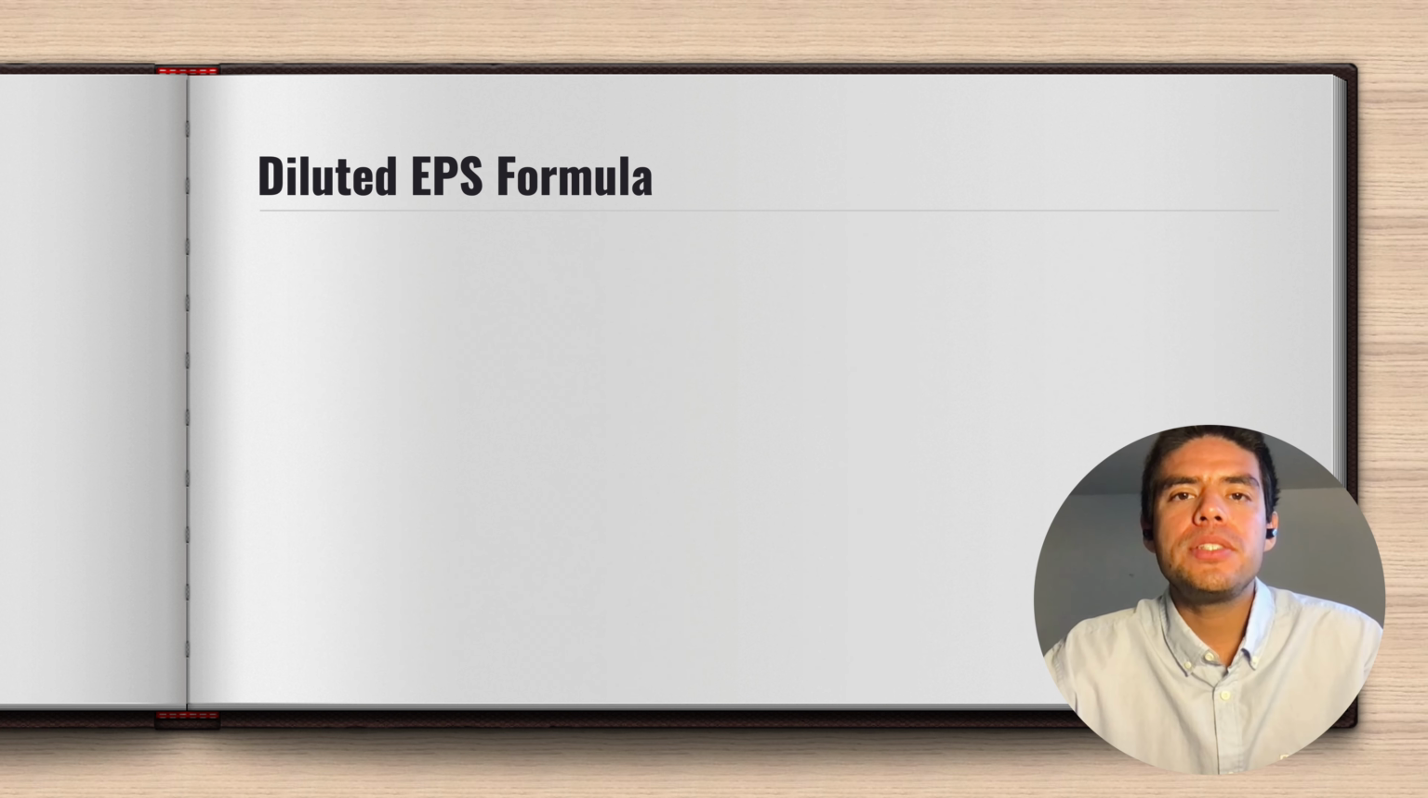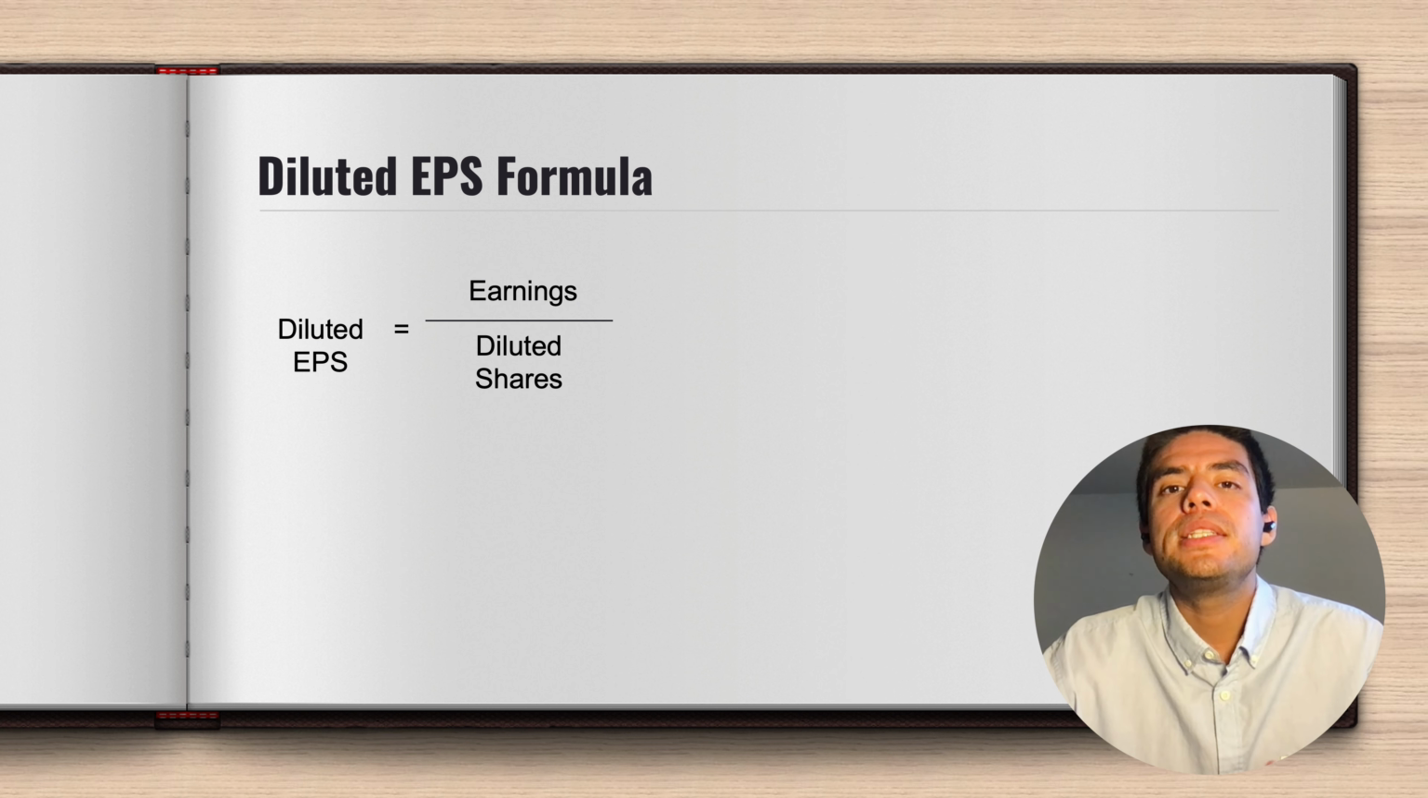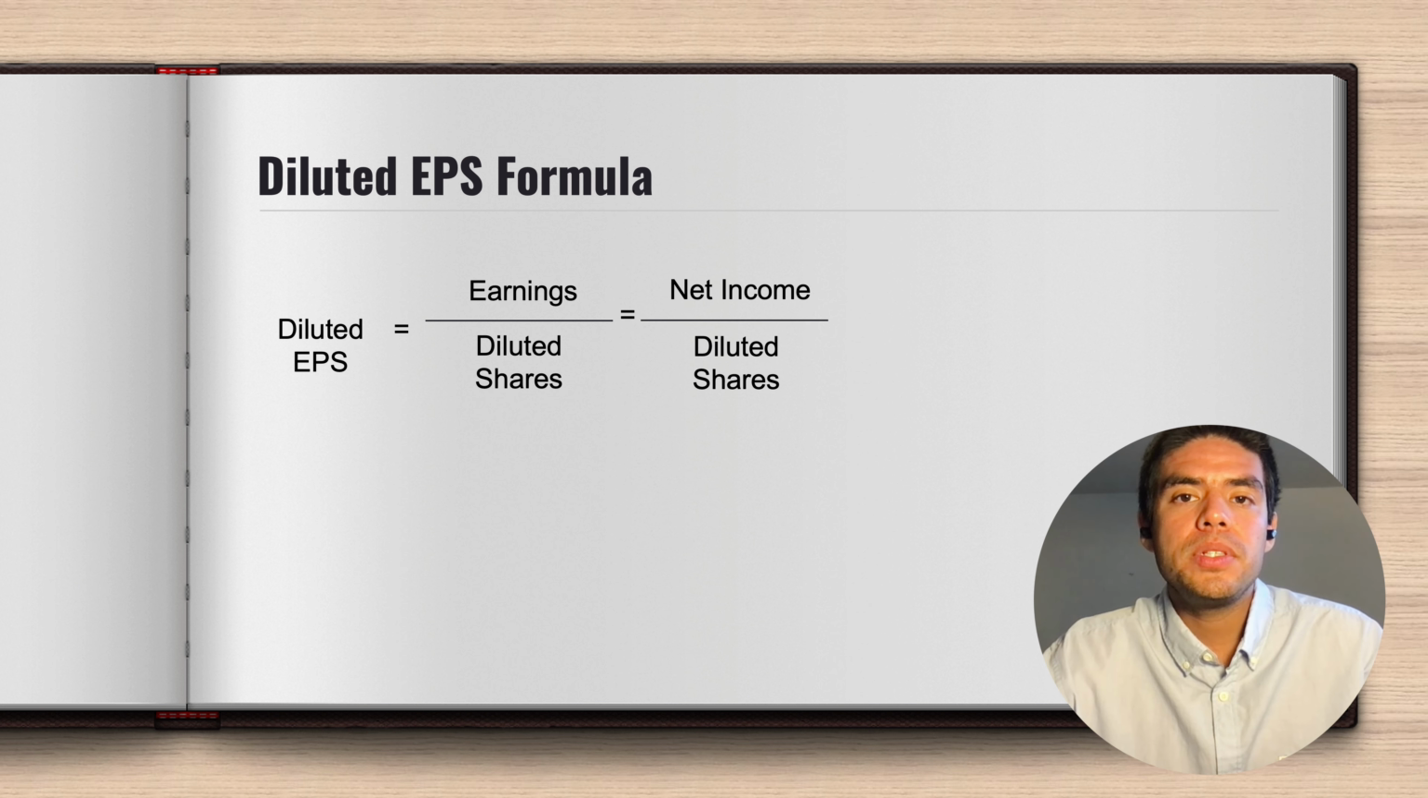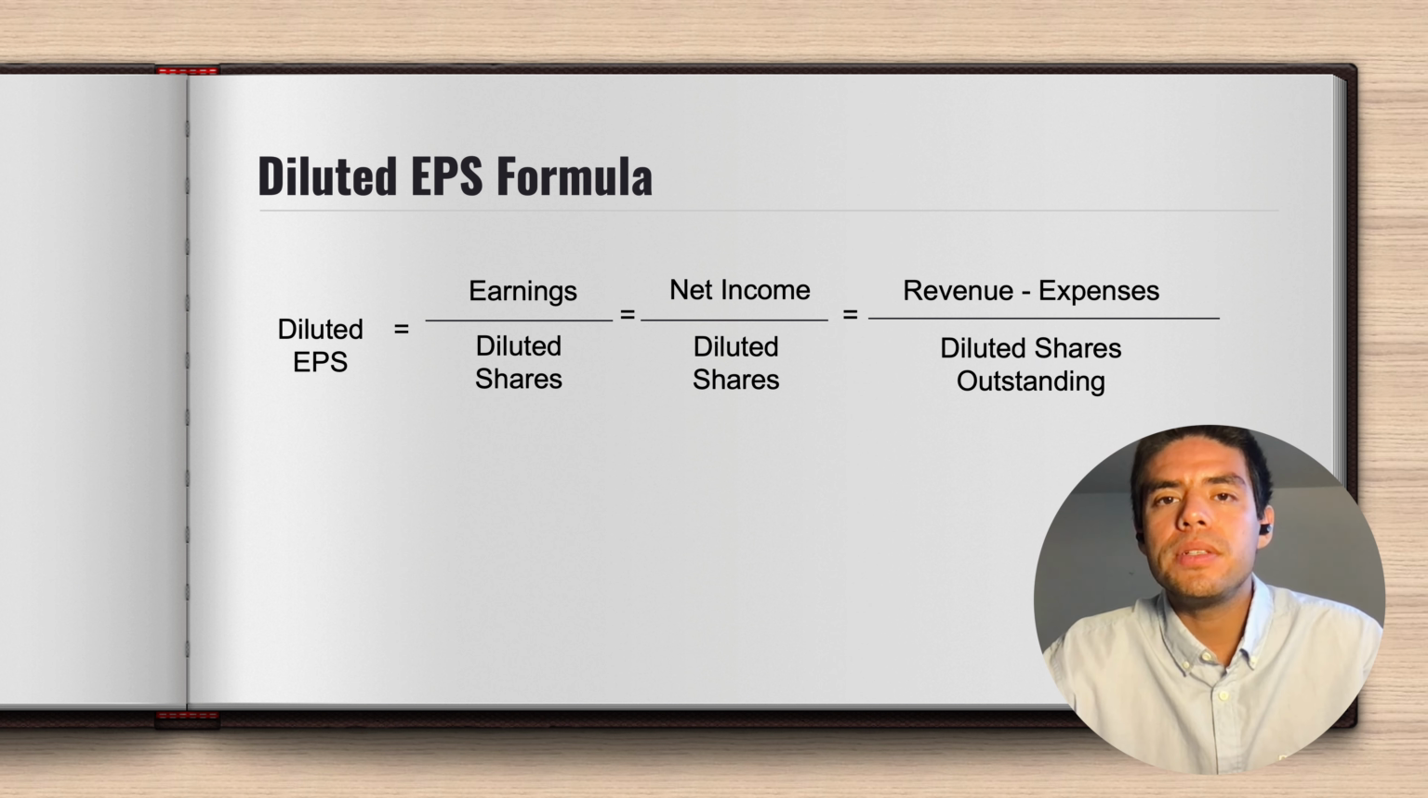Another type of EPS is known as the diluted EPS, also known as diluted earnings per share. The diluted earnings per share is equivalent to a company's earnings divided by its diluted shares outstanding. As we recall, earnings is the net income, which was divided by the diluted shares outstanding, and the company's net income is revenue minus expenses over the diluted shares outstanding.